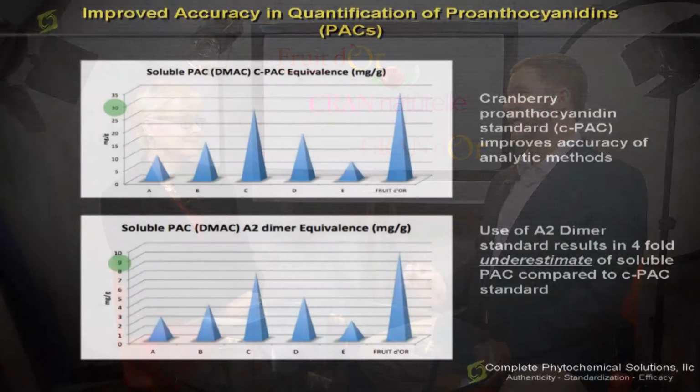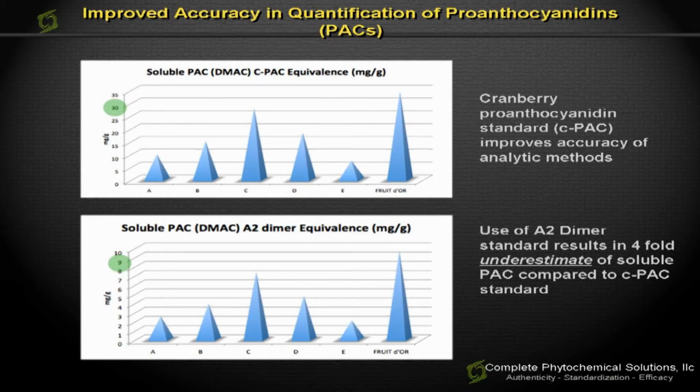I think it's important to say that whether it's an A2 dimer or what we refer to as a CPAC standard reference material, as long as you're comparing cranberries to cranberries, A2 to A2, you can compare between products. Not everybody in the market has adopted this improved standard reference material.